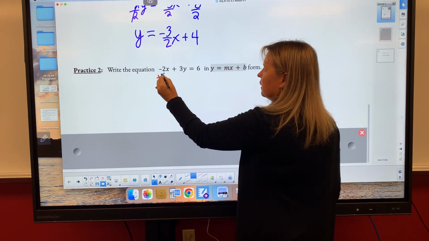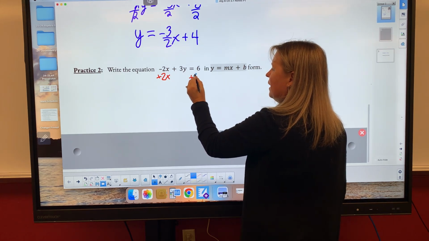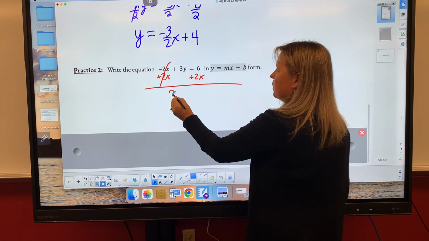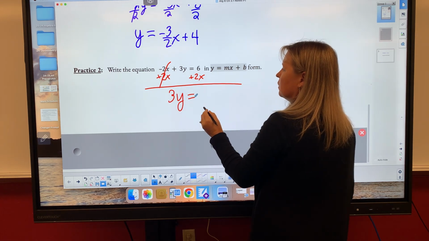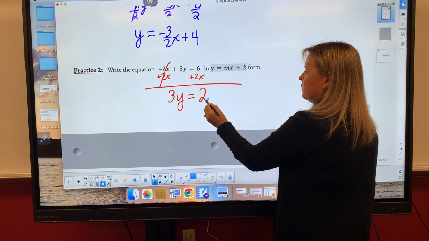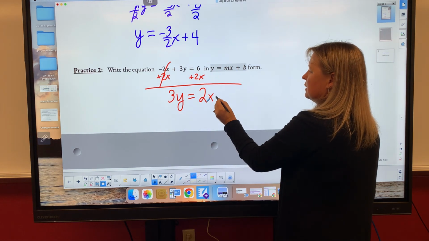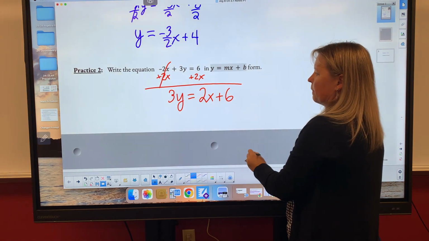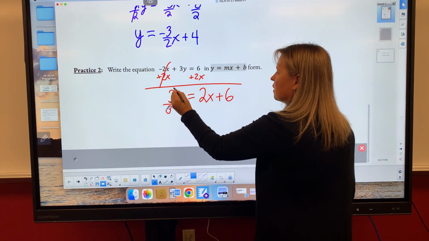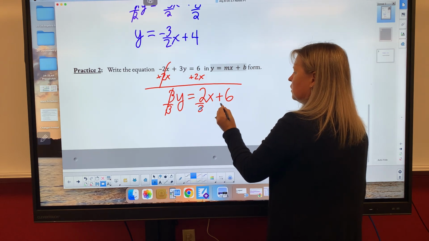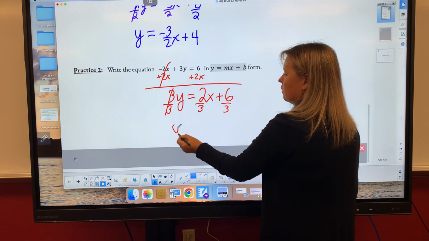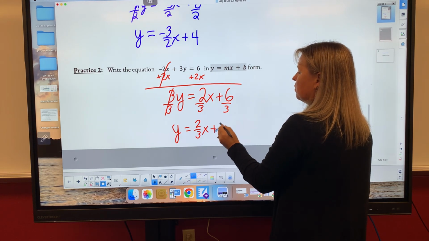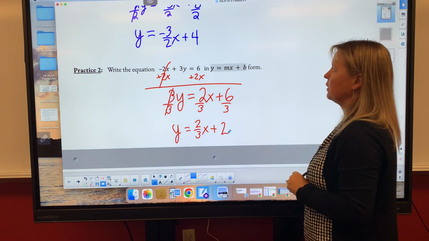All right, you're back. Did you add 2x to both sides this time? And we're left with 3y equals, we'll always write the x first. The constant 6 comes last, and because it's positive, we'd put plus 6. Divide by 3 three times. 1, 2, 3. We're left with y equals 2/3 x plus 6 divided by 3 is 2.